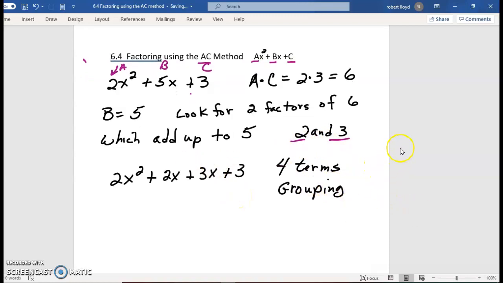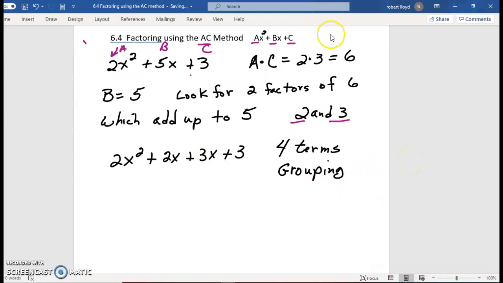So now we're going to use the 2 and the 3 to combine the x's. So we're going to have 2x plus 3x. You notice all we've done is take the x term and divide it into two separate terms that combine to be 5x. So here, the 2x we're going to put with the 2x squared, and the 3x we're going to put with the 3 as the constant. So we're going to end up with 4 terms, which is always going to mean grouping.